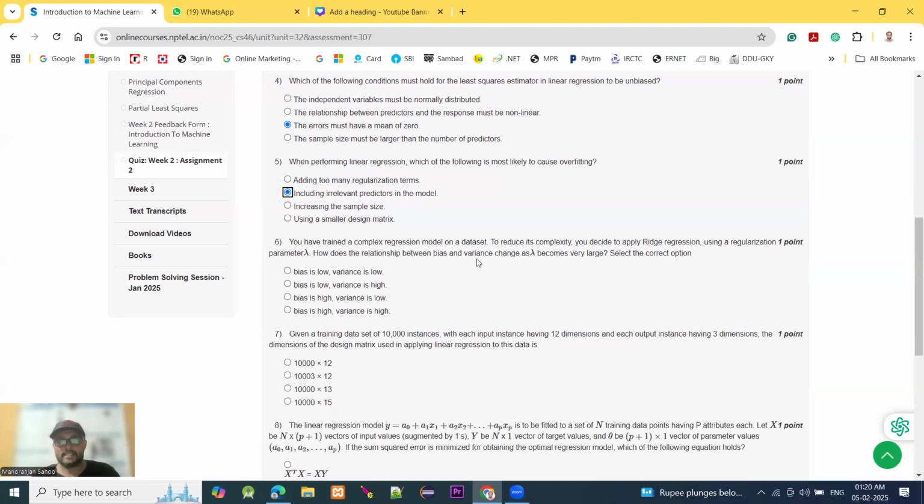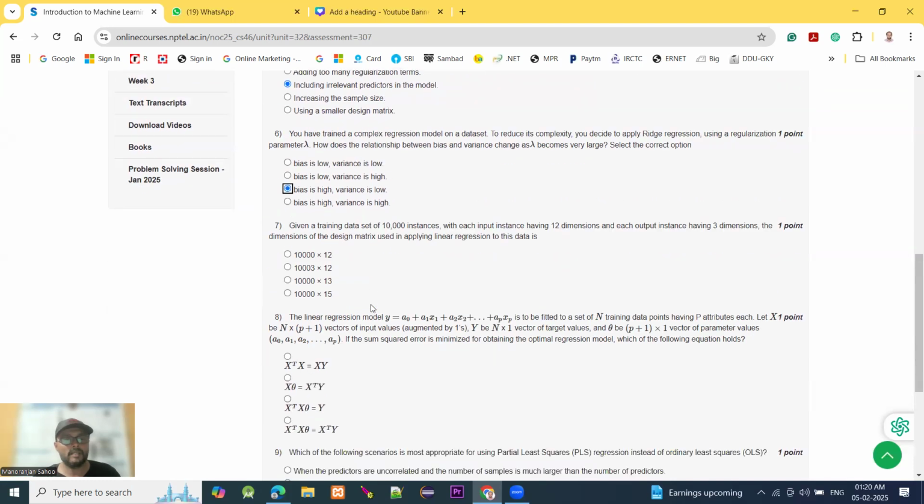Moving to question number 6, you have trained a complex regression model on a dataset. To reduce, meaning to minimize, its complexity, you decide to apply ridge regression using a regularization parameter lambda. How does the relationship between the bias and the variance change as lambda becomes very large? Select the correct option. Four options are given. Out of the four options, the most suitable is: when bias is high, variance is low. That is Option C. Bias is high, then the variance is low.